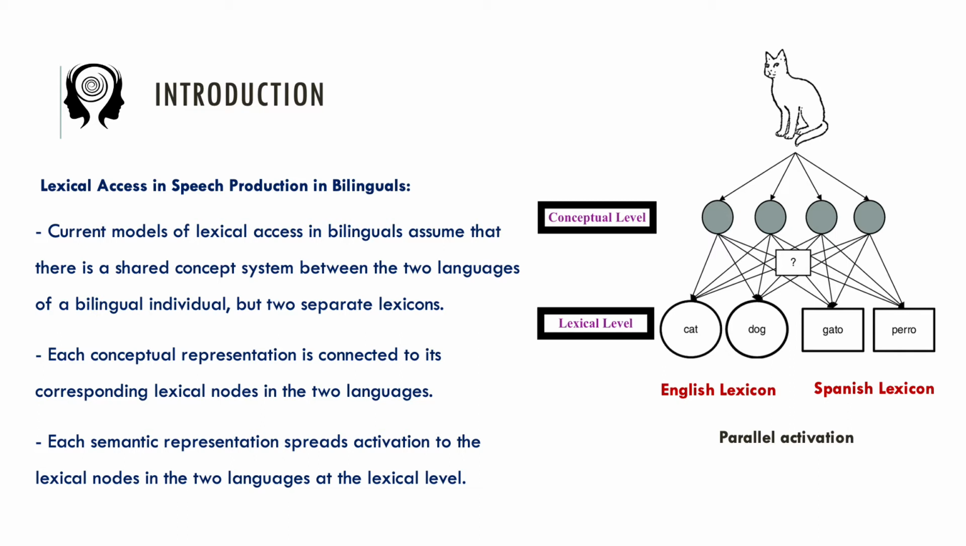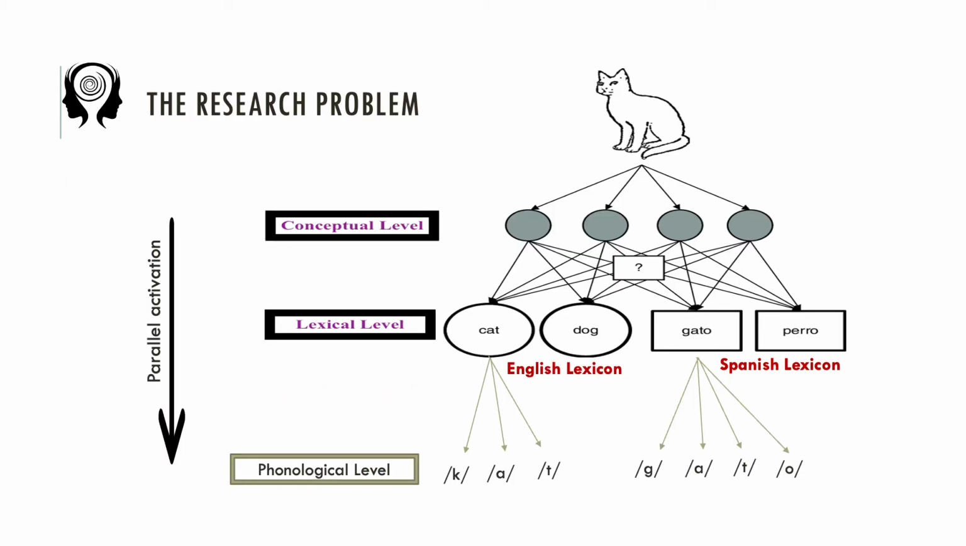The focus of this study is to see whether this parallel activation extends to the phonological level, as the production process involves four different stages: the conceptual level, the lexical level, the phonological level, and lastly, the articulatory level. We want to see whether this parallel activation reaches the phonological level or not. So basically, we want to see whether these activated lexical nodes at the lexical level spread activation to the corresponding phonological representation at the phonological level.